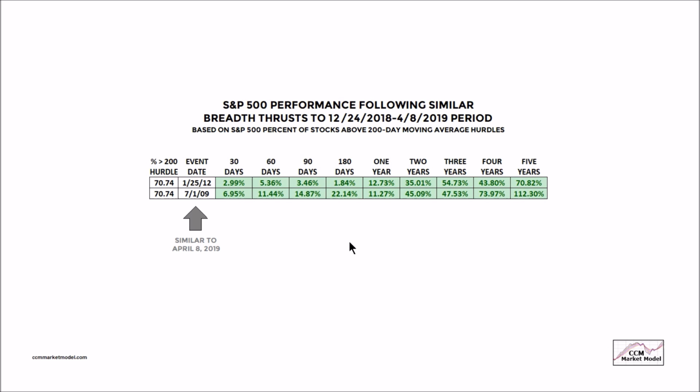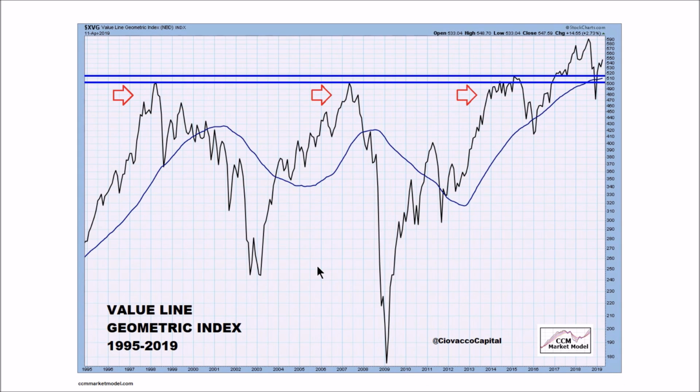Possibility is quite a bit different than a forecast, that the S&P 500 produces much better than expected outcomes over the next 5 years. It's a Value Line Geometric Index, a monthly chart as of the close on April 11th, 2019. It's a good way to track the average stock. 1995 is on the left side of your screen, the present day on the right side of your screen.